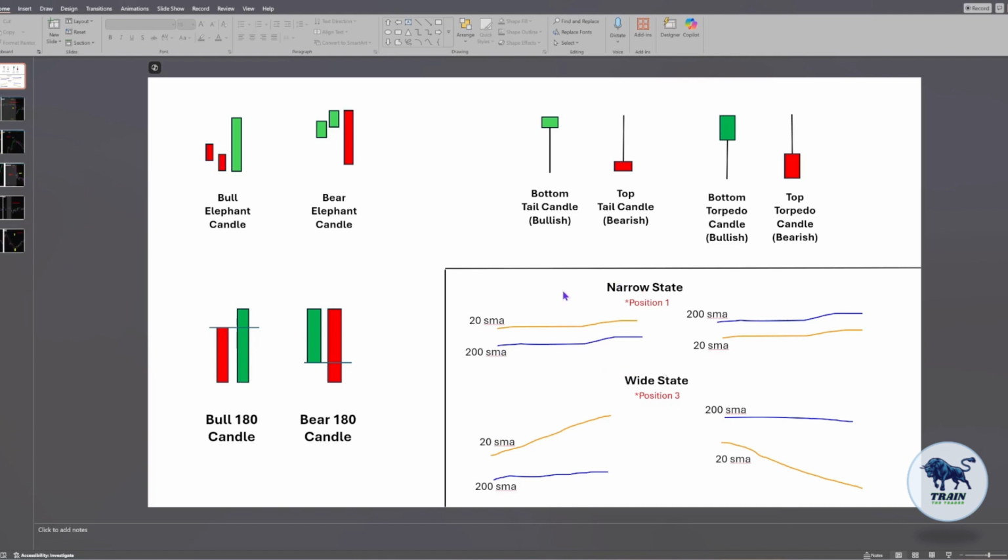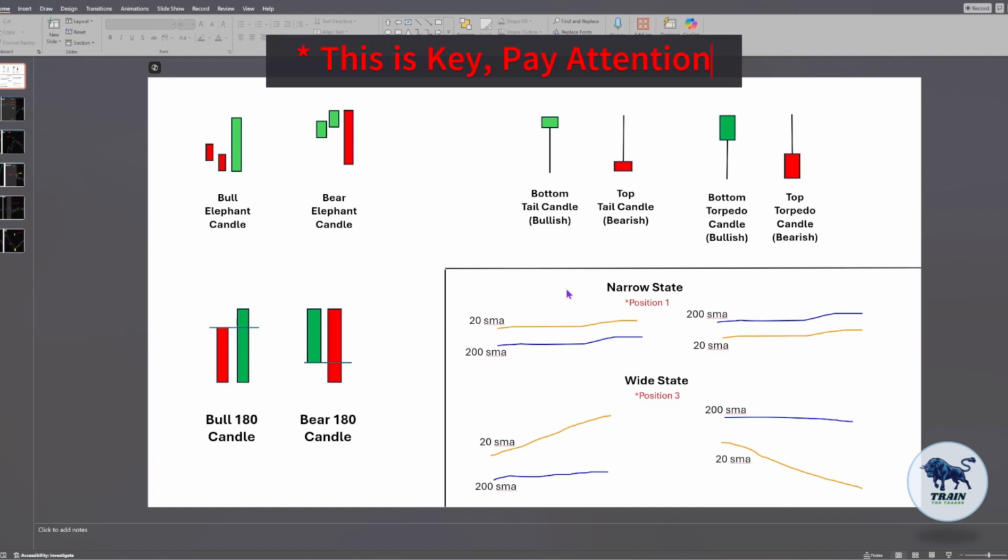Now, the first thing we want to notice is the narrow state. Whether the 200 and the 20 are in a narrow state, which we're calling position 1. Position 1 is going to be narrow states. And this is only referring to the 20 and the 200. It has nothing to do with the candles yet. So we're just trying to recognize, are the 20 and the 200 close together in a narrow state, or are they in position 3, the wide state, when the 20 and 200 are spread apart? There's a big space in between them.